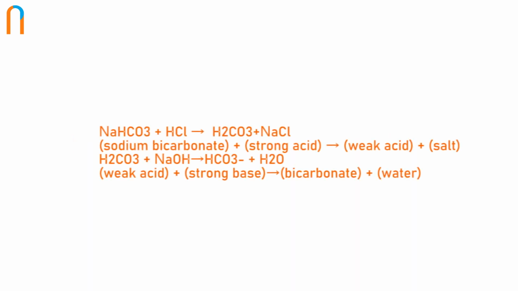Bicarbonate carbonic acid buffer works in a fashion similar to phosphate buffers. The bicarbonate is regulated into the blood with sodium, as are phosphate ions. When sodium bicarbonate comes into contact with strong acids such as hydrogen chloride, carbonic acid and sodium chloride are formed.